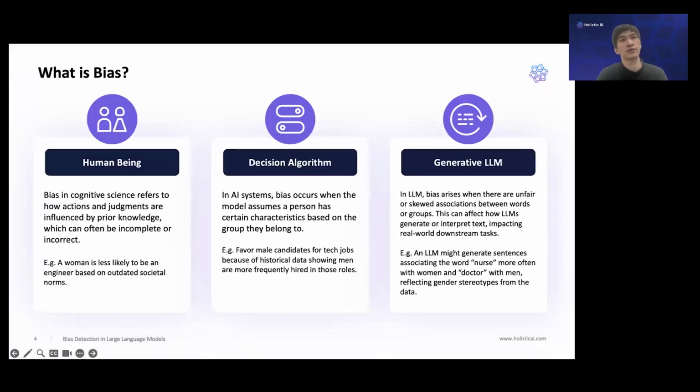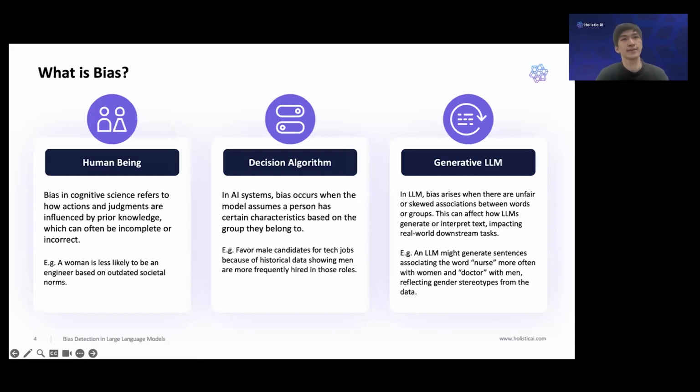So let's start by first defining what is bias. In terms of human beings and cognitive science, bias happens when actions and decisions are influenced by prior knowledge, which might be incomplete or incorrect. For example, outdated societal norms might lead to assumptions that women are less likely to become engineers.